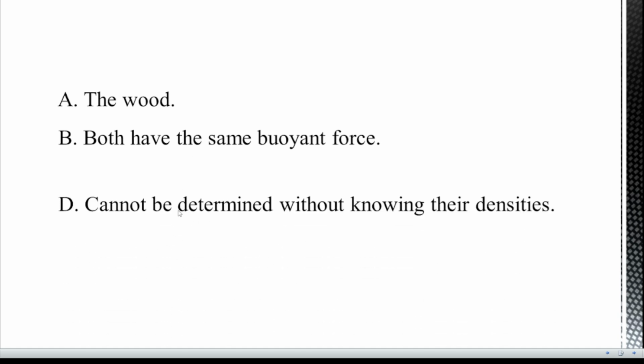And then D says cannot be determined without knowing their density. We can. It can be determined, because every piece of information is given to us. Great. Okay. And then C says the iron, definitely. The iron. Great. So the answer is C.